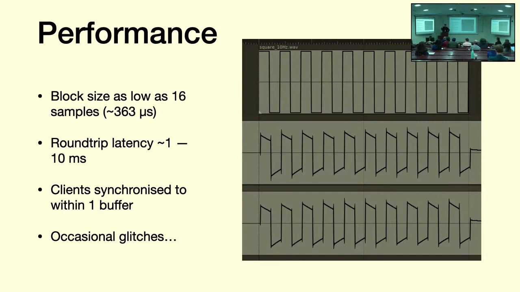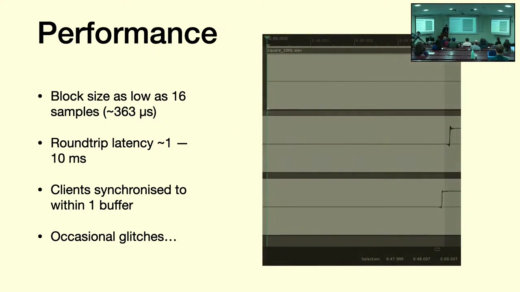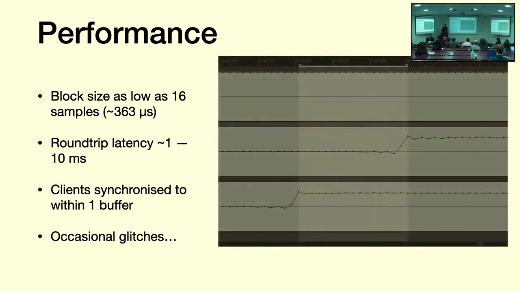So obviously the ADC there has smashed this square wave to bits. But you can see that the latency from the server to the clients and back to the audio interface is about 7 milliseconds here. But what we see is that between the two clients pictured here, the offset is a handful of samples. We're in the sort of 20 sample range here.